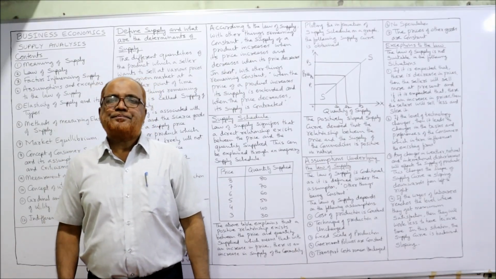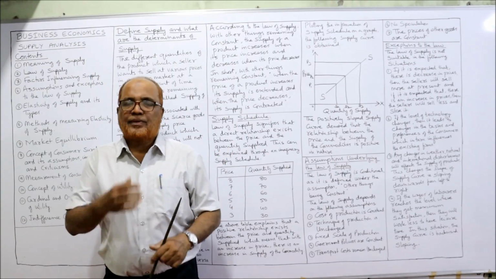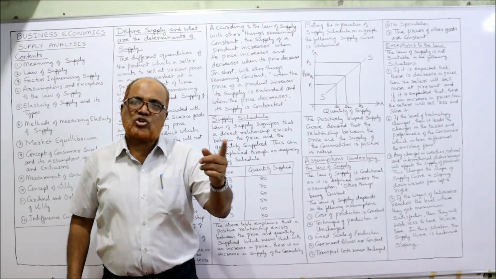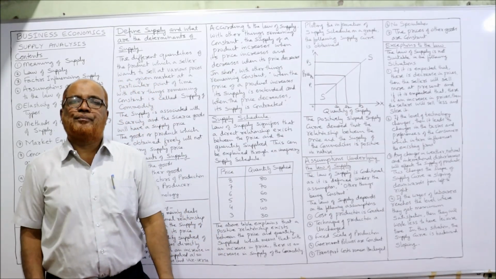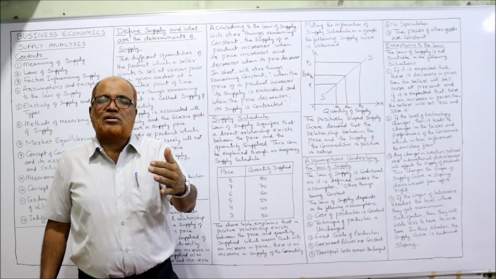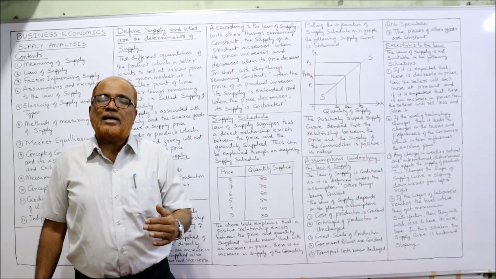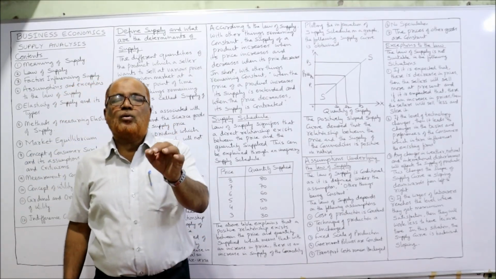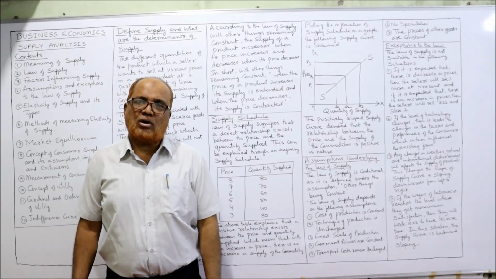Actually what will happen? There are two parts of the business, production and distribution. So ultimately the price depends on the total cost of production and total cost of distribution through transportation. If there is a change in the transportation cost, then definitely it will affect the supply. So here we have to assume, in order to prove that the law of supply is correct, that there are no changes in the transportation cost.